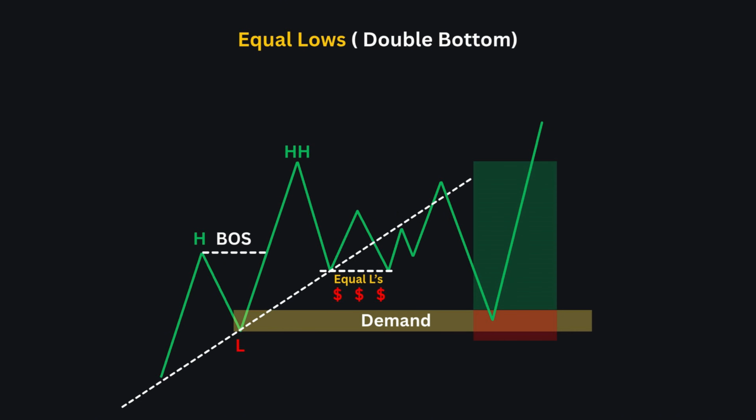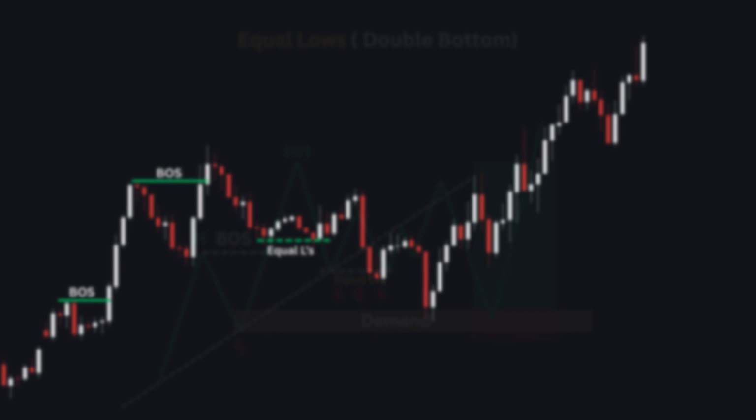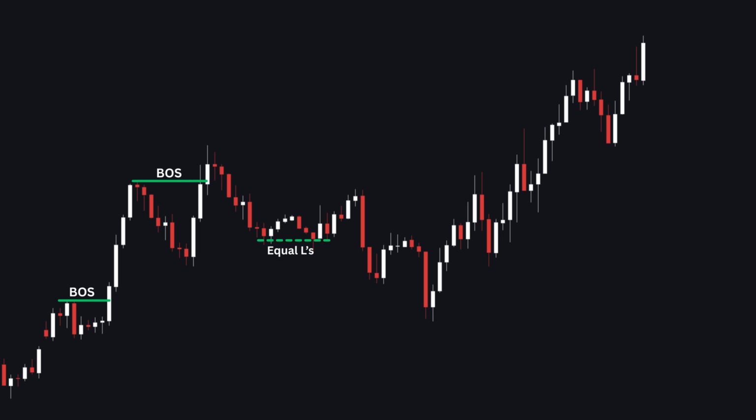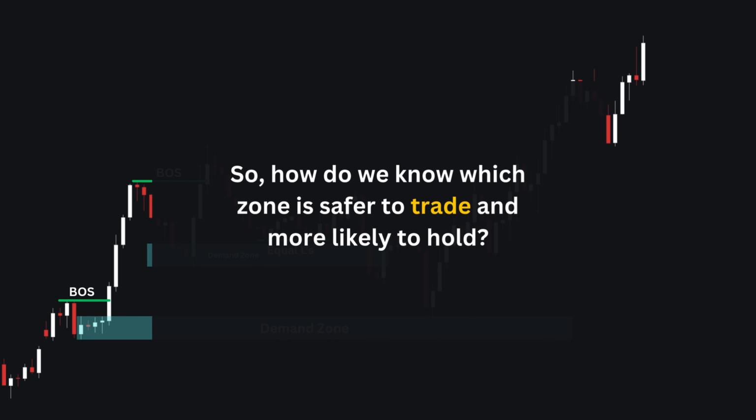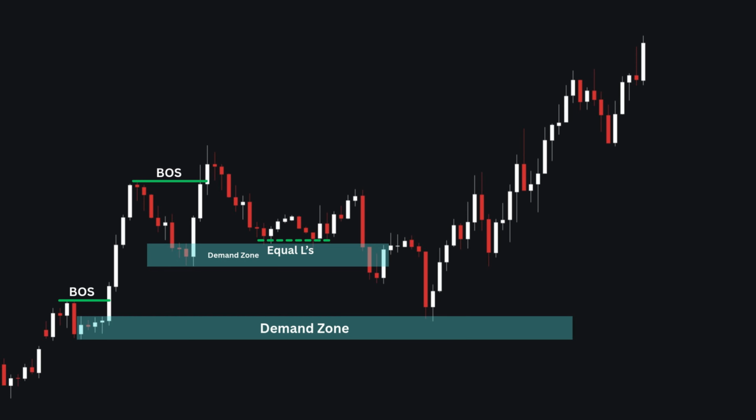Now let me show you a real chart example. So here we can see that the market is in an uptrend. And we can identify these two valid demand areas here. So, how do we know which zone is safer to trade and more likely to hold? Like we said before, a zone is only valid if there's been a liquidity sweep above or below it. So in this case, we do not have any liquidity sweep above or below this zone.